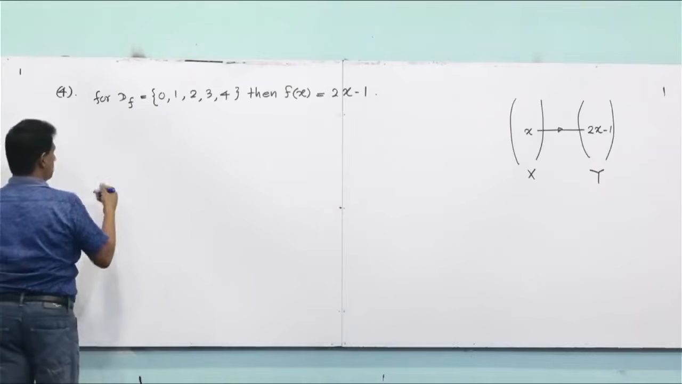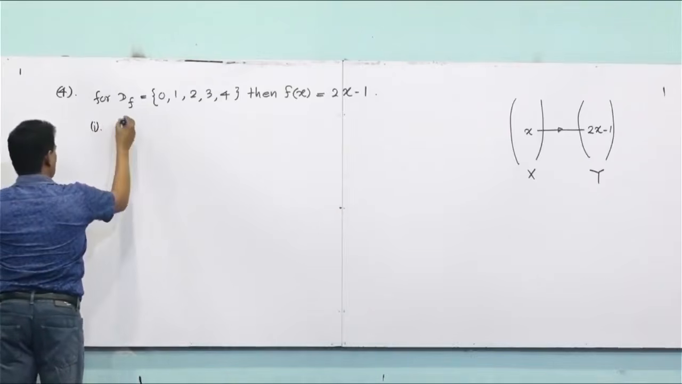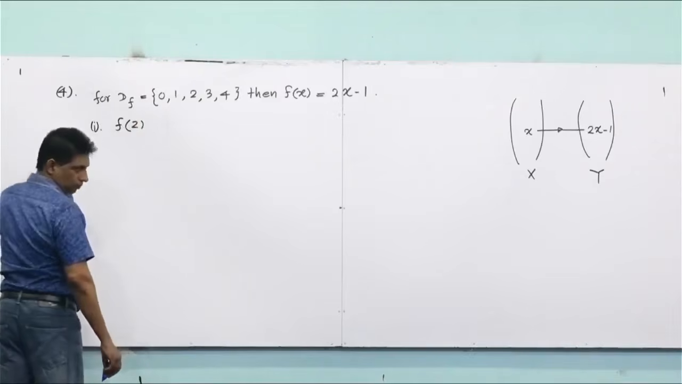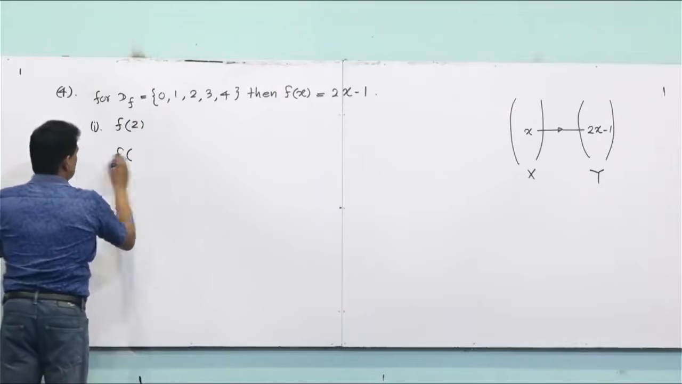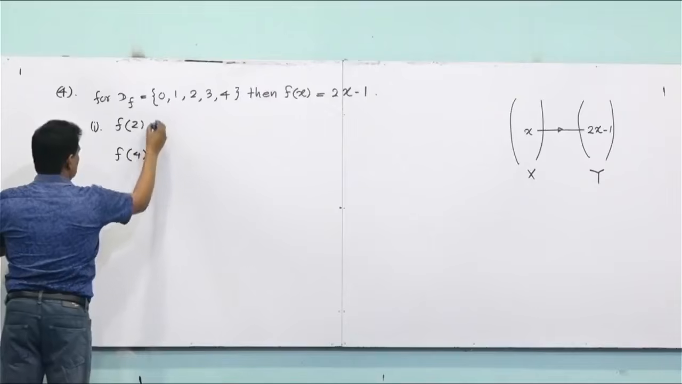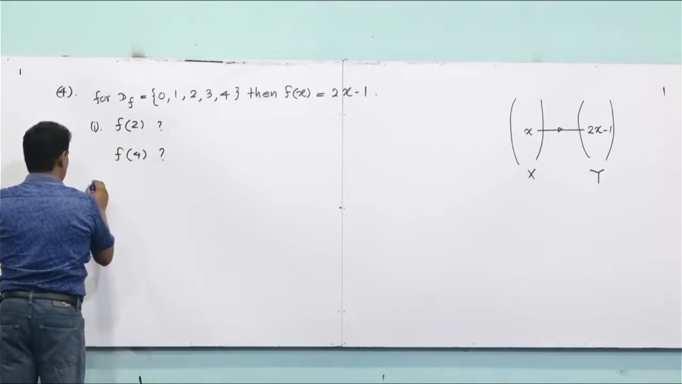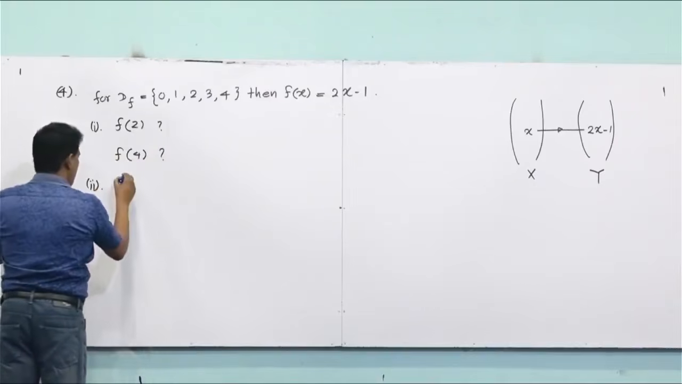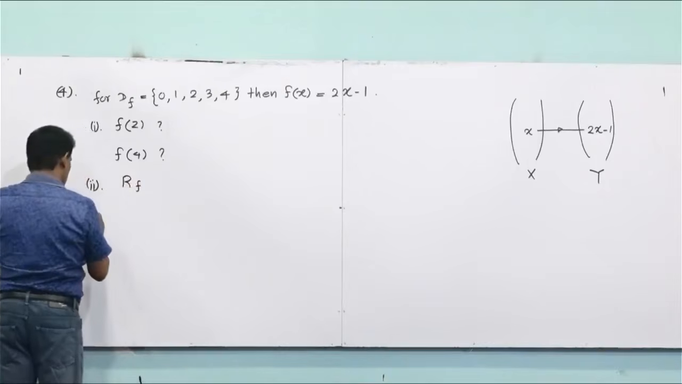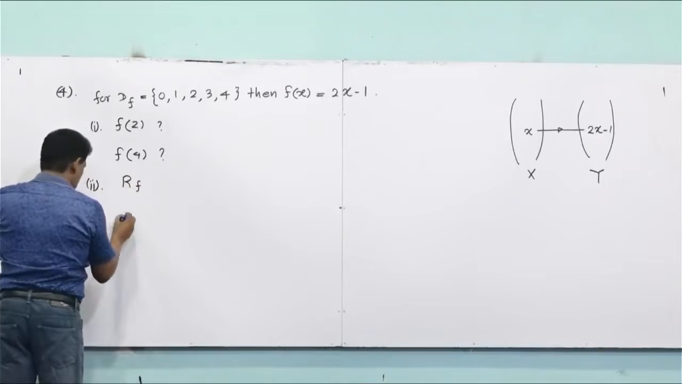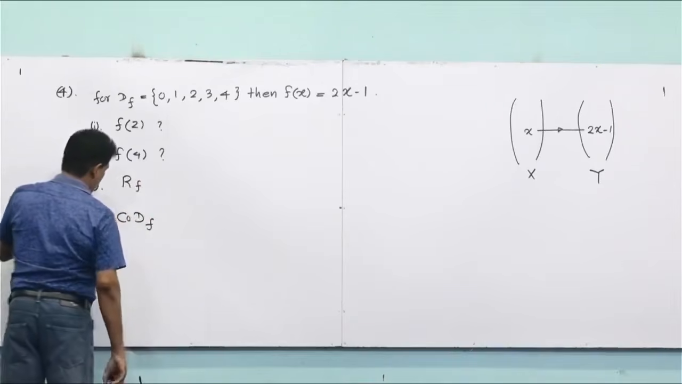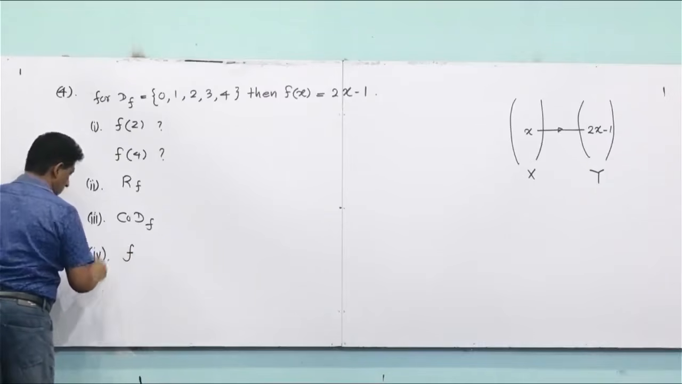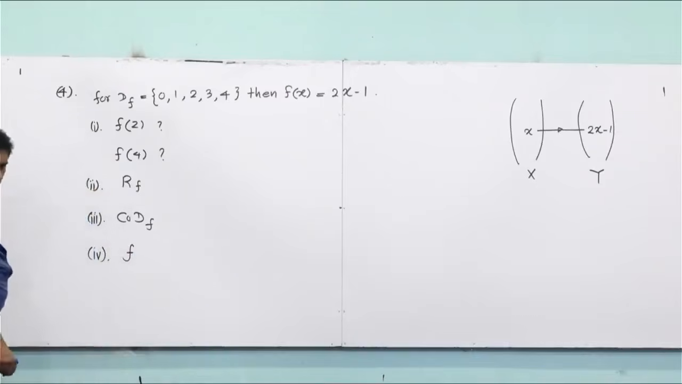Now they can ask questions, right? First one, f(2). We have to find the image of 2. f(4), f(2) and f(4) you have to find. Then the second one, RF. Third one, CODF. Simple f also you can question.